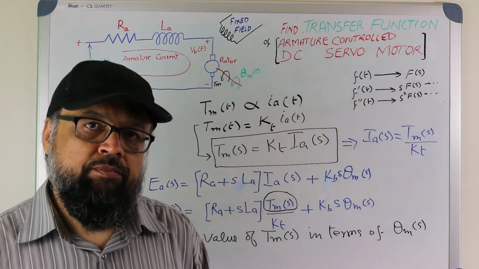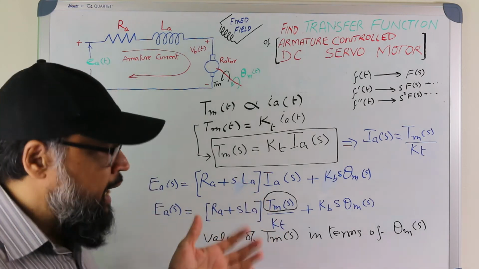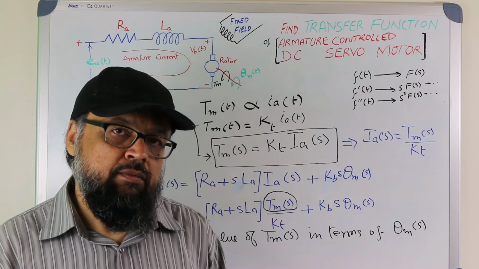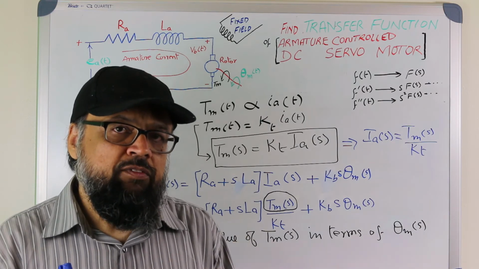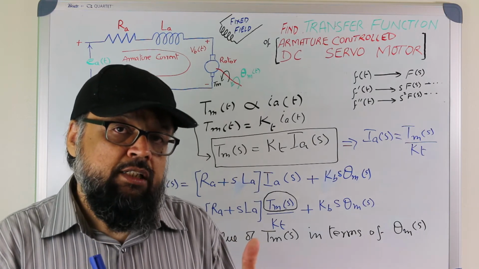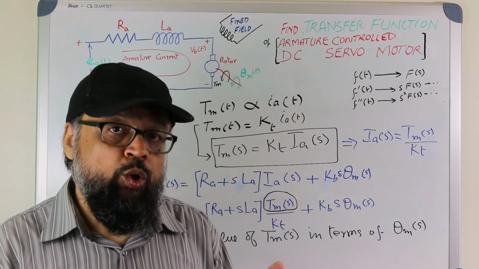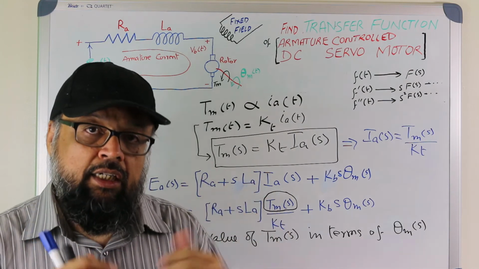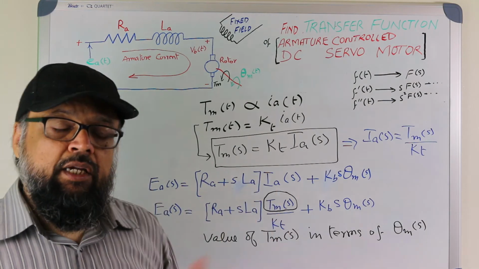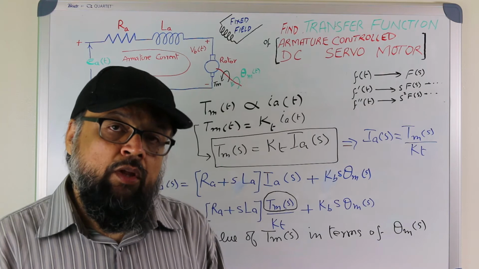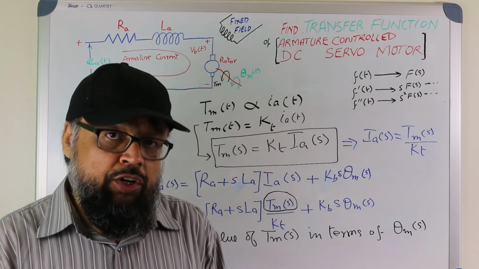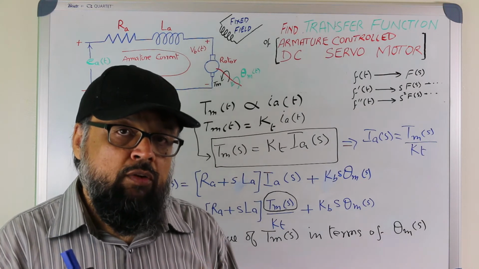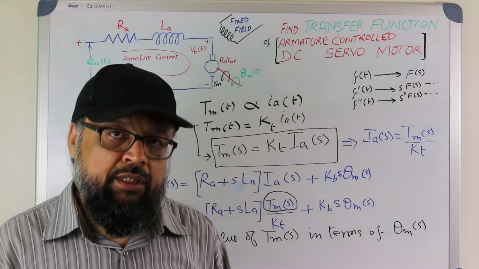So now the last question is how to get this TMS in terms of theta ms, the position of the motor. And in order to get this, we have to understand the loading of the motor. So it's a little bit of introduction. Half of this part we will understand in the next video when we will find the constants, the torque constant and the KB, the back EMF constant. But for this video, I will explain a little bit about how we load the motor and what happens.